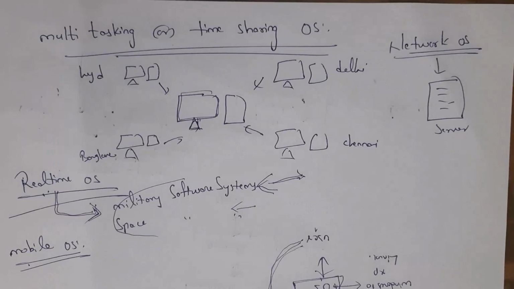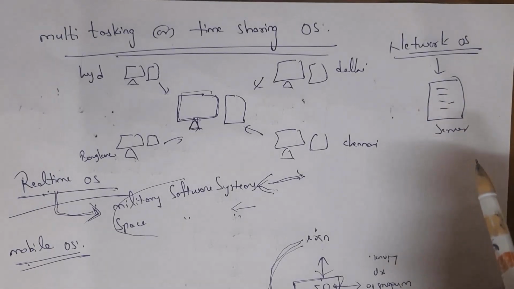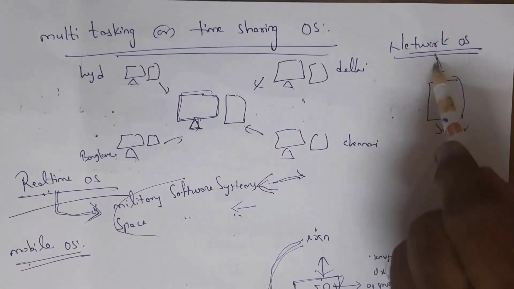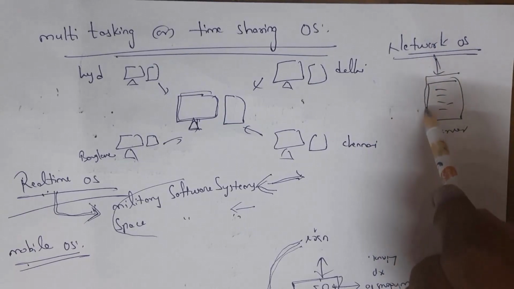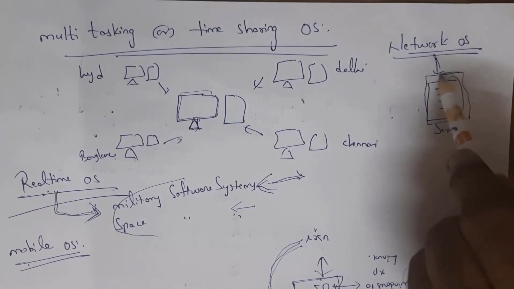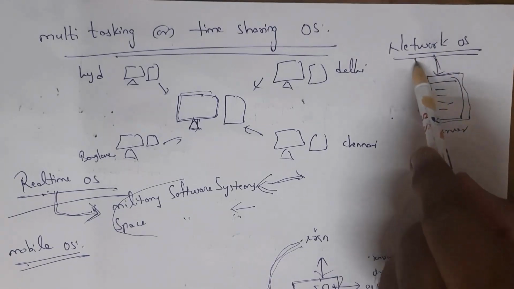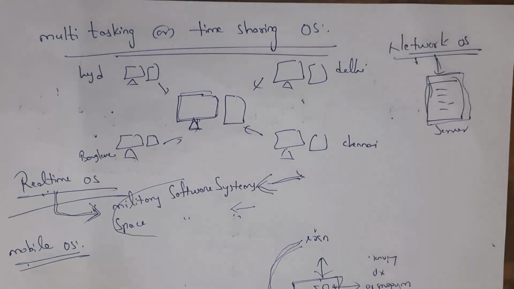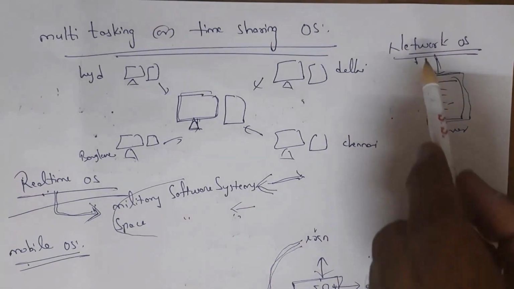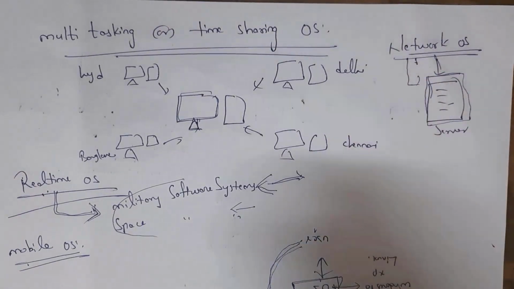Next, I will explain what is network operating system. This network operating system runs on server. Every software company contains server, and this server contains network operating system, and this network operating system has capability to manage data, manage users, and also it will provide security and other networking functions. This is use of network operating system.